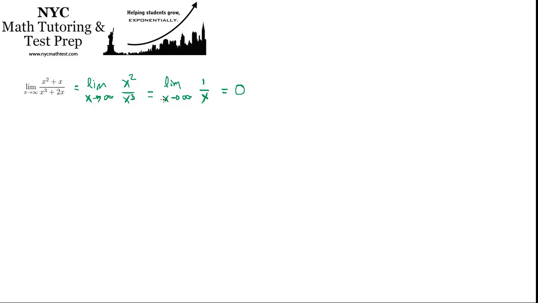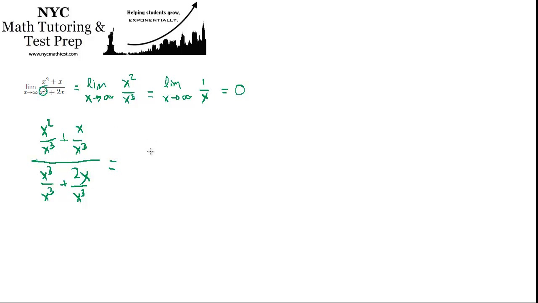If you don't really see that, or you don't like thinking about what these things become as x gets large, another technique is to divide every term in the numerator and the denominator by x raised to the highest power that you see. In this case, the highest power is x cubed. So you could rearrange this algebraically as x squared over x cubed plus x over x cubed, all divided by x cubed over x cubed plus 2x over x cubed. And then go through and make your simplifications.